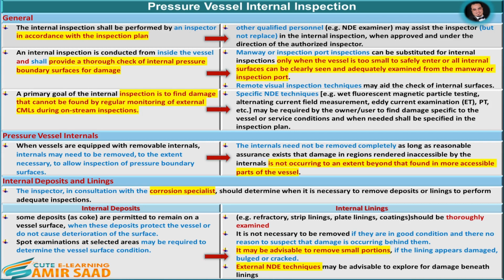Pressure vessel internals. When vessels are equipped with removable internals, internals may need to be removed, to the extent necessary, to allow inspection of pressure boundary surfaces. The internals need not be removed completely, as long as reasonable assurance exists that damage in regions rendered inaccessible by the internals is not occurring to an extent beyond that found in more accessible parts of the vessel. Internal deposits and linings. The inspector, in consultation with the corrosion specialist, should determine when it is necessary to remove deposits or linings to perform adequate inspections.